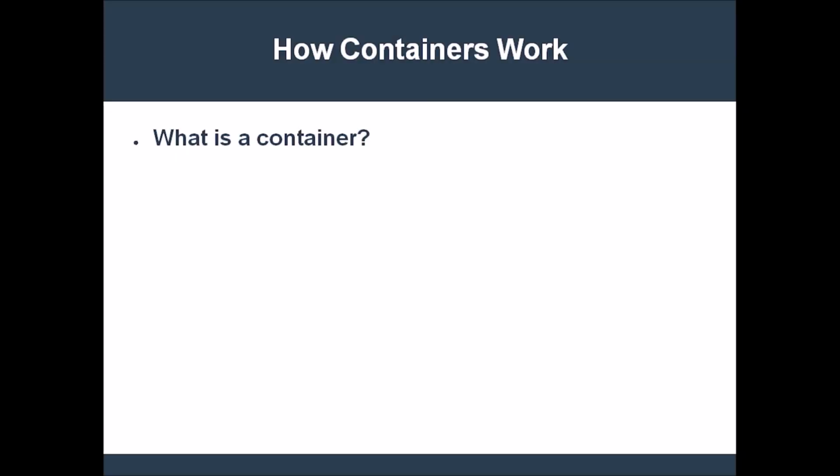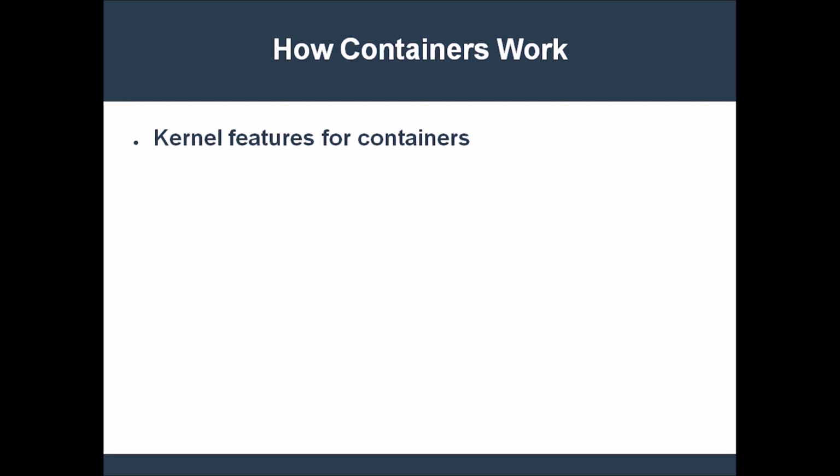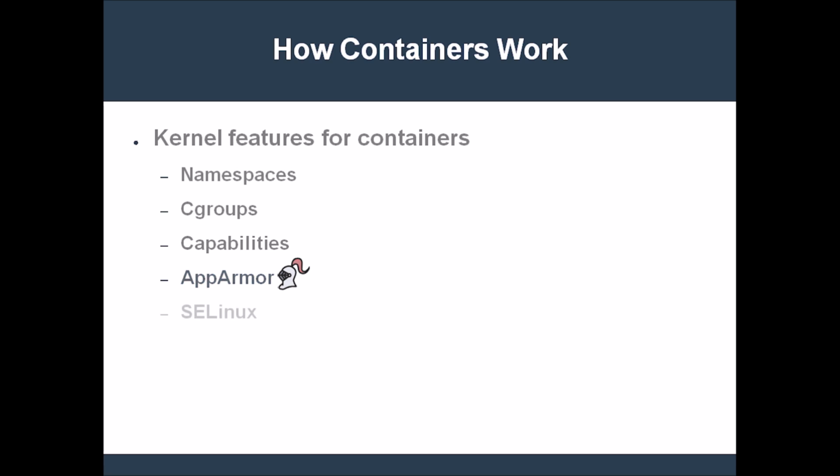You might think that under the hood, a container is some sort of file or object. It's not. There's really no one thing on your computer that you can point to and say, that's a container. Conceptually, a container is just a sandboxed Linux process. In reality, a container requires multiple different Linux kernel features to isolate a process. We're talking about kernel features like Linux namespaces, cgroups, capabilities, AppArmor, and SELinux. Each one locks down a specific type of resource or functionality.